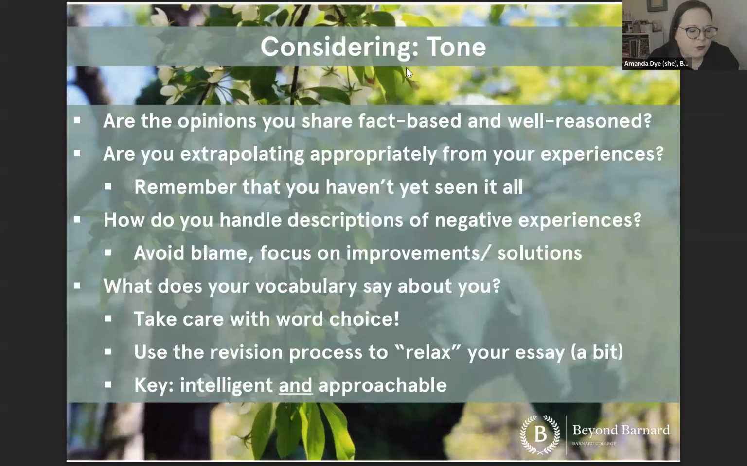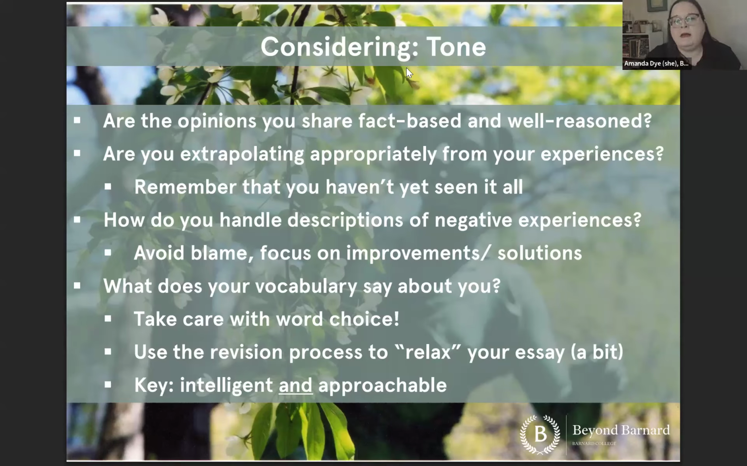When we're talking about revision for tone, what I mean here is, will your writing come across as appropriate to your level of experience and training, right? If you're sharing particular opinions, especially about your profession, are those fact-based and well-reasoned? Are they opinions that could potentially be argued with, but are arguable? Are you extrapolating from your experiences appropriately, right? What I mean by that is, for example, did you have one experience and then you're writing about it as if this is what is always going to happen in a similar situation?